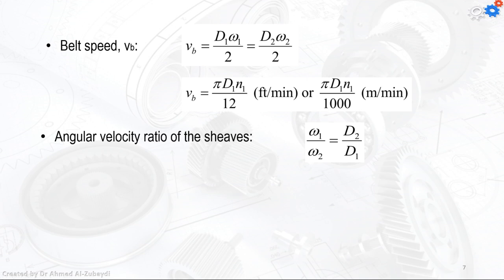The angular velocity ratio of the sheaves is going to be equal to omega 1 divided by omega 2, or diameter 2 divided by diameter 1.